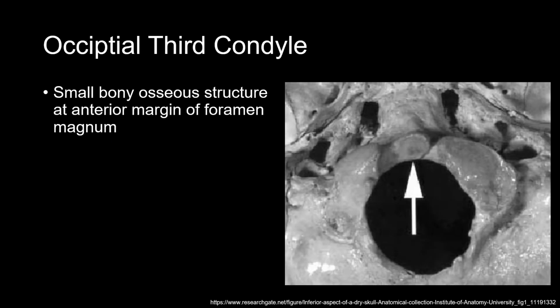The third occipital condyle is essentially an anterior articulation point for the occiput against either the C1 anterior tuberosity or tubercle and/or the dens. As you can see here, this arrow is pointing one out, so you have your occipital condyles here, and then an accessory condyle for that C1 anterior tubercle to articulate with.